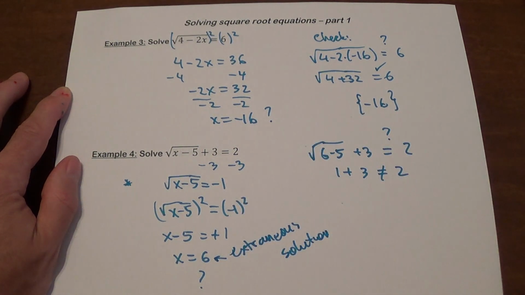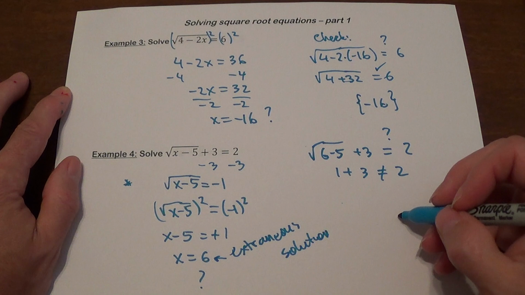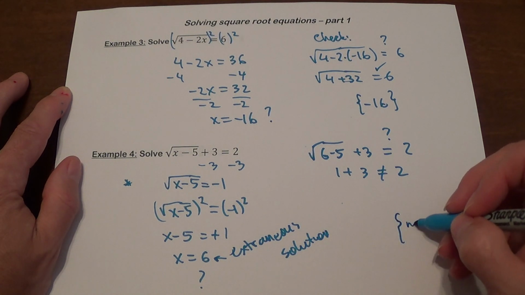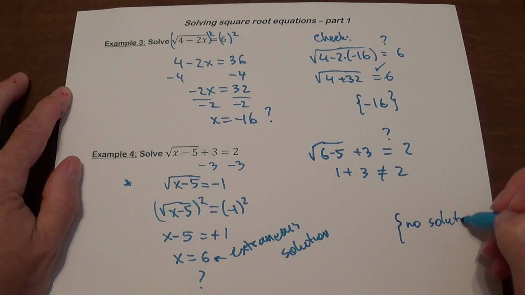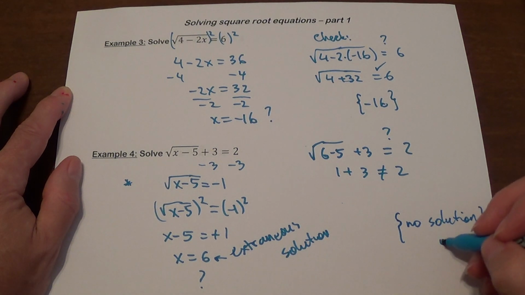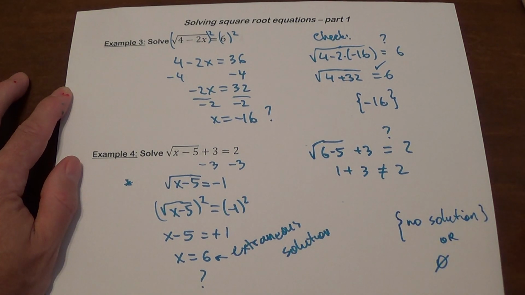Okay, which means it's a solution that we obtain through following the proper steps, but it doesn't check out once you try that in the original equation. We're going to have to reject it. The answer here is no solution, or you write it as an empty set.